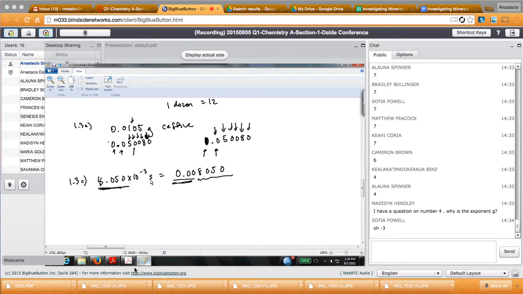So when you write a number in scientific notation, the only part to look at that has significant figures is the number part. The exponent doesn't really tell you anything about the significant figures.